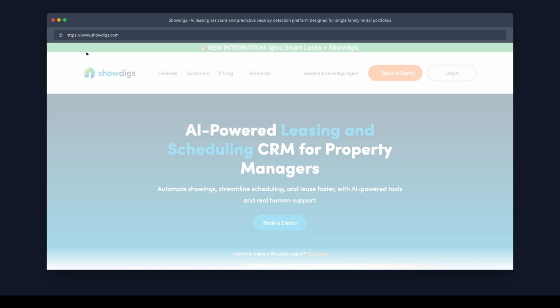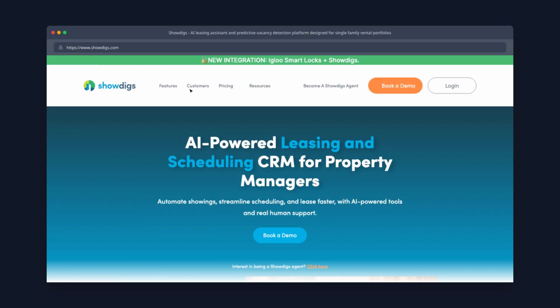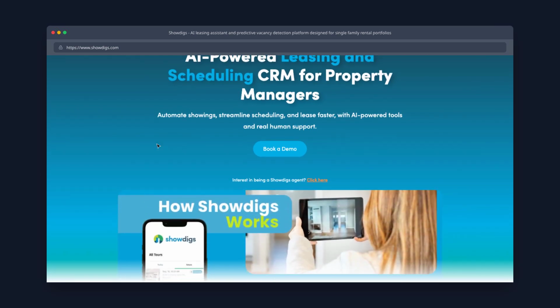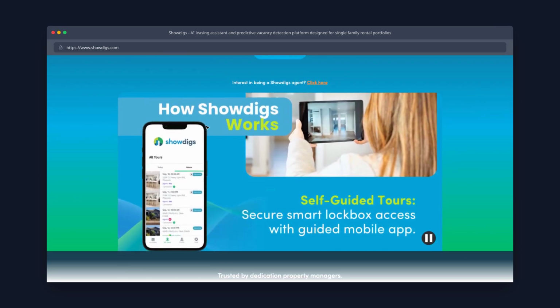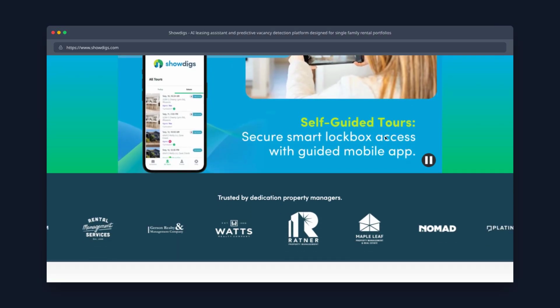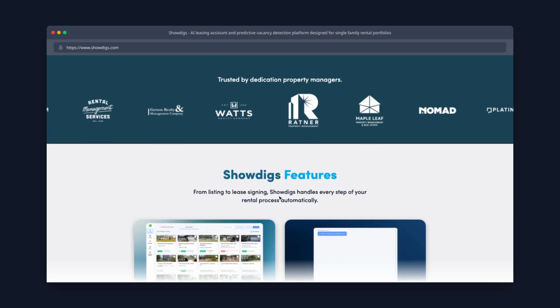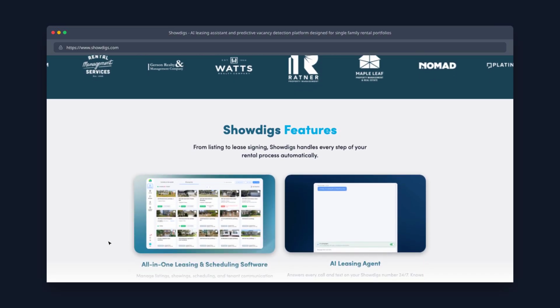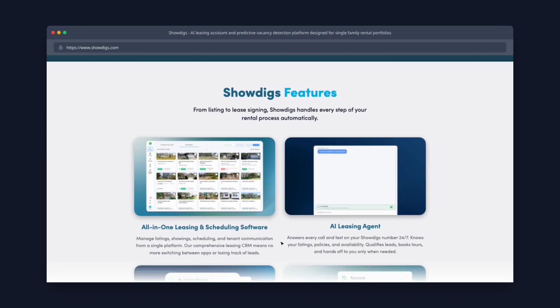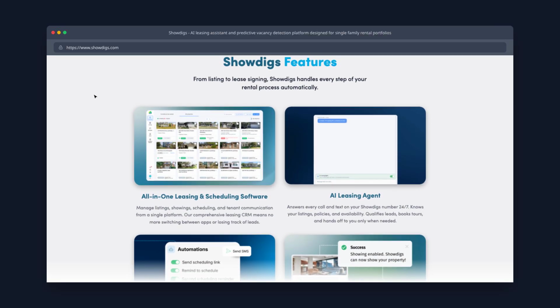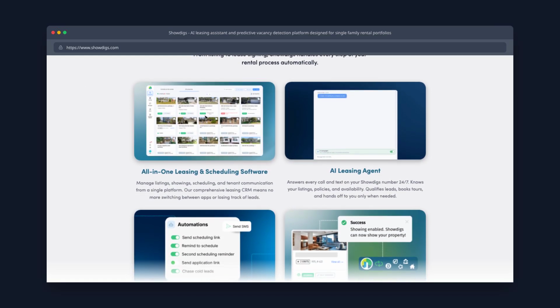The best operators are not reacting to vacancies. They are closing renewals before the tenant ever starts looking. For single-family rental managers and boutique property management companies, Showdiggs takes a more targeted approach. Their AI leasing assistant detects early vacancy signals at the unit level, flagging leases likely to expire without renewal 60 to 90 days in advance.